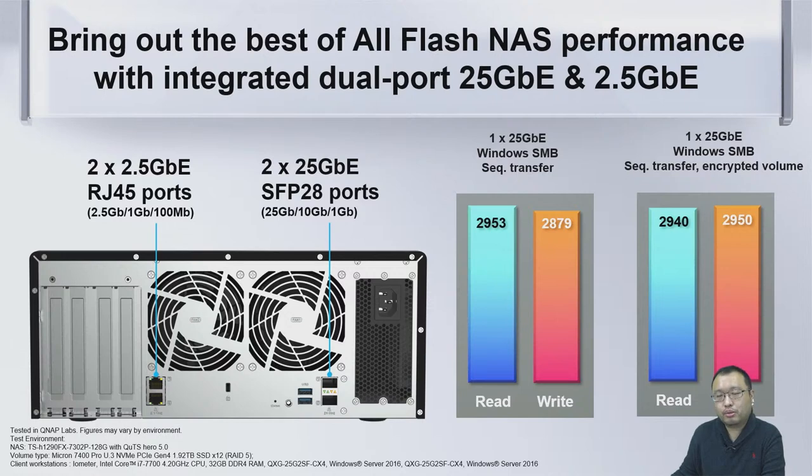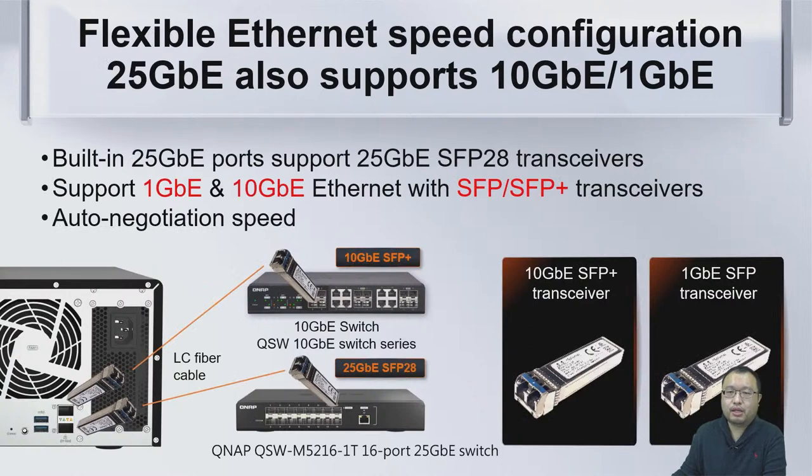Even if you encrypt the volume with the SSDs, as you can see, there's not much penalty with the encryption enabled. Okay. Speaking of the network speed, not just 25 GbE, it's actually a multi-speed port. So by using the right DAC cable and transceivers, you can be backward compatible and hook the NAS into your existing 10 GbE network or even 1 GbE. Just make sure you choose the right adapter. And QNAP has launched a series of very affordable and cost-effective 10 GbE QSW type switches. So it's a good ecosystem with the QNAP all-flash NAS.